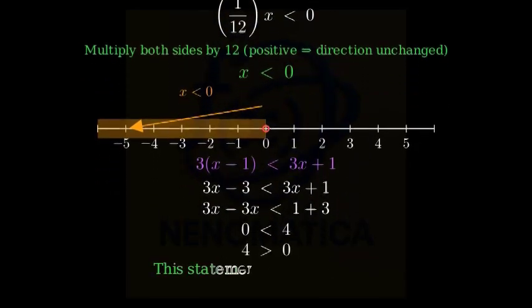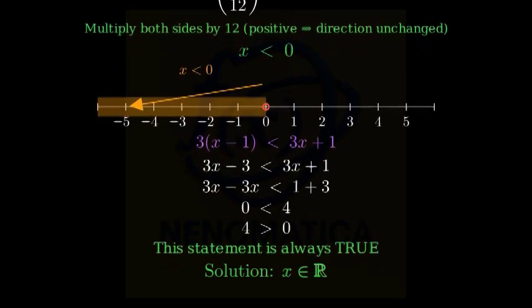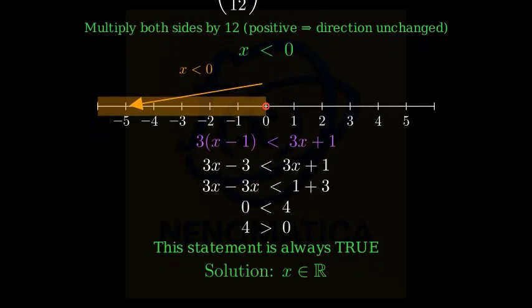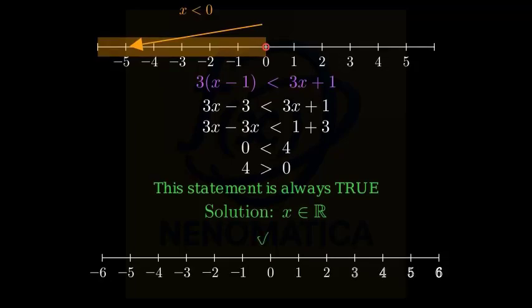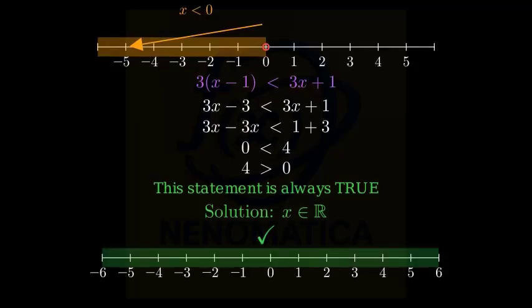Since 0 less than 4 is always true, the inequality holds for every real number x. On a number line, that means the entire line is the solution set.